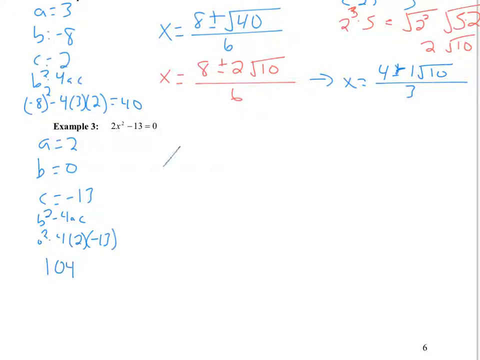So we're going to plug into the formula. X equals negative b. Well, negative 0 is still just 0. Plus or minus the square root of 104 all over 2a, which is 2 times 2, 4. From there we need to break it down. So again, the menu number factor breaks that down pretty well. So go to your calculator, type it in. So we get 2 cubed times 13.